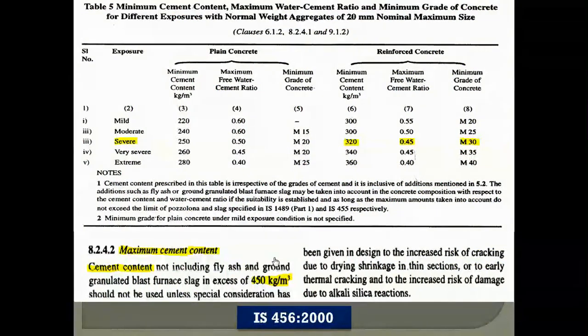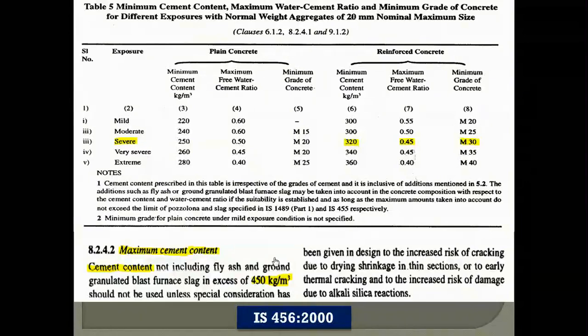Next, minimum grade of concrete, it should be M30. Whatever we assumed in the first step, that we are calculating the mix design for, we have taken as example M30, so that is also fine. It should not be less than M30. So this is how we have to check the water cement ratio value with the IS 456 code book, and also the minimum cement content with the same code book.